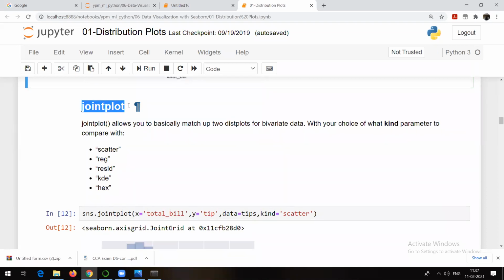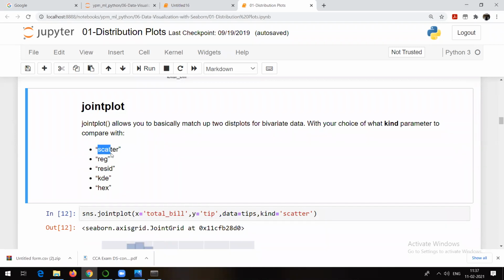Let's try to talk about joint plot. Now there are different types of joint plot, and let me tell you, as you can see in the list of the joint plots, scatter plot is there. Reg is nothing but regression plot, and resid is nothing but residual plot. KDE, kernel density estimation, and hex is hexagon, right? But let me tell you, most of the times you will see people make use of scatter plot, or by default it is scatter plot only in most of the cases, right?